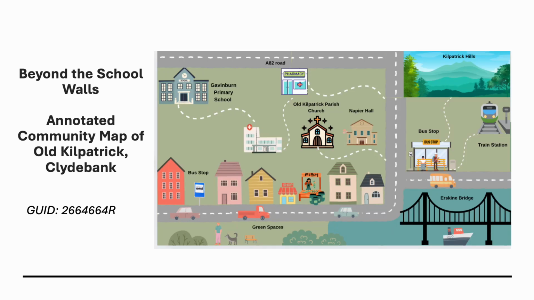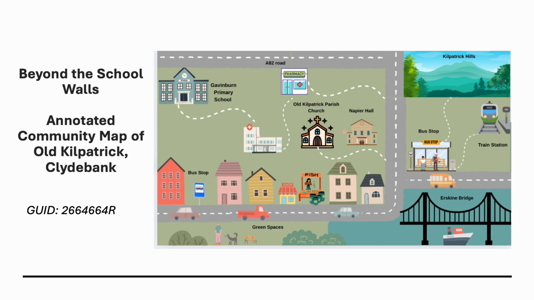Within my annotated community map, I decided to focus on Gavin Primary School in Old Kilpatrick. I looked at how the different features within the community impact the learners of Gavin. To get a sense of the community, I went on a transect walk, spoke to teachers, as well as interviewing local groups and residents. The use of websites and social media, including Facebook groups, also strengthened my research.